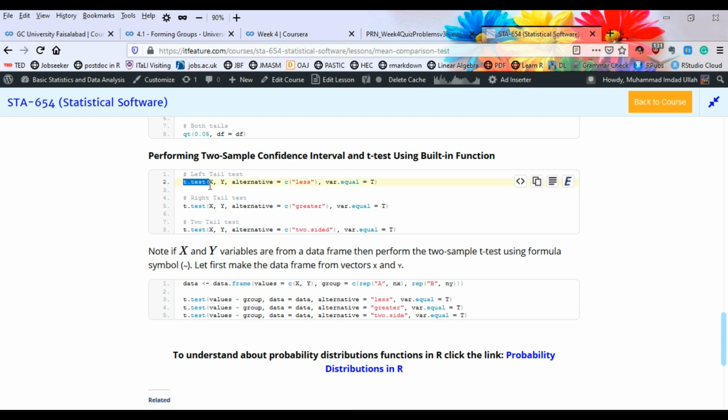It is the same function that we have used in one sample, but here we use another argument for group 2. X represents group 1, Y represents group 2. Alternative is less. And here is the assumption of whether the variances are equal or not. We are assuming that the variances are equal, so we set it to true. Otherwise, if variances are not equal, we can test it using the Levene test. We have not tested it, but we are assuming that the variances are equal. That's why I have set it to true. And in a similar fashion, we can calculate for the right tail and both tails.